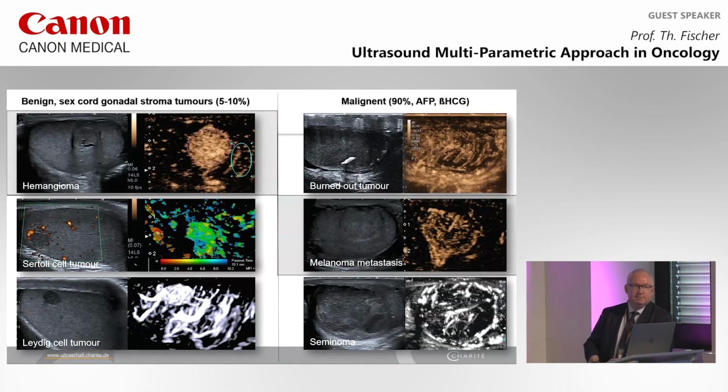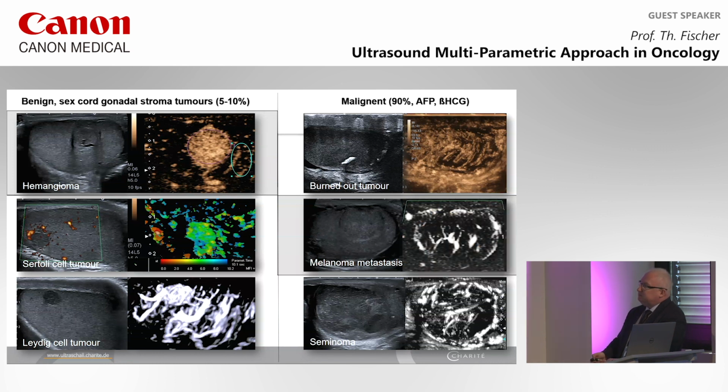Okay, look at this. The left side, three examples of typically benign lesions. The right side, typical examples of malignant lesions. It's not easy to handle this topic, but if you look at the vascularity, often we see tiny, hypervascular lesions with regular vascular architecture in these benign lesions, in contrast to burnout tumors with macrocalcification and absence of vascularity, melanoma metastasis with chaotic vascular architecture, and seminoma, totally chaotic vascular architecture.